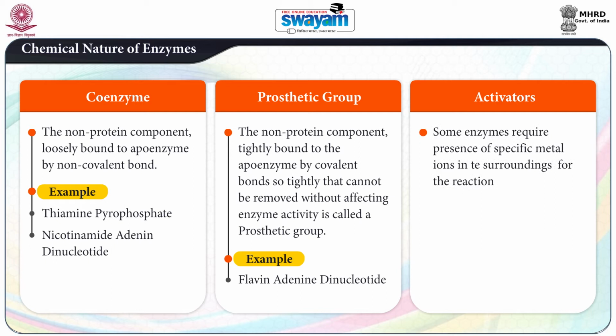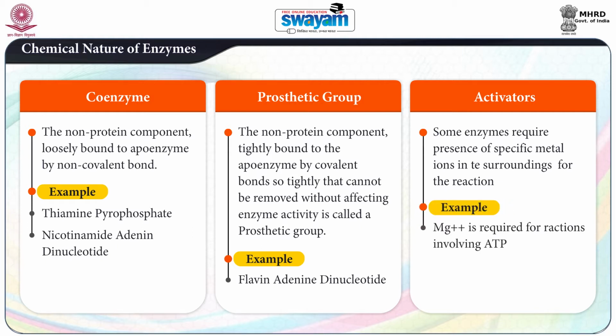Activators. Some enzymes require presence of specific metal ions in their surroundings for the reaction to proceed. Examples are magnesium is required for the reactions involving adenosine triphosphate, and these molecules, the ionic form should be available in the reaction medium.